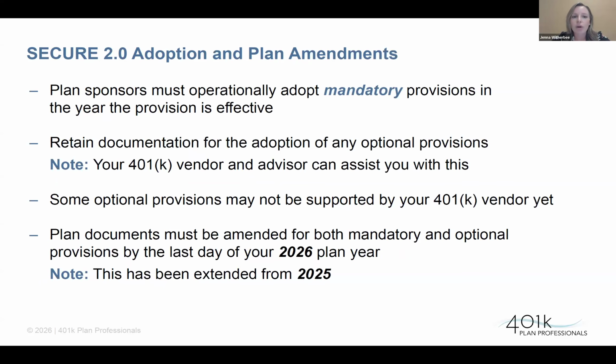With the recent Secure 2.0 legislation, I wanted to mention that over the past few years, as provisions have become effective, plan sponsors must have operationally adopted the mandatory provisions at the time that they are effective. However, the official plan amendment isn't due until 12/31 of 2026. So sometimes operationally you may be acting in a certain way, but from a documentation standpoint, the plan document isn't amended yet.